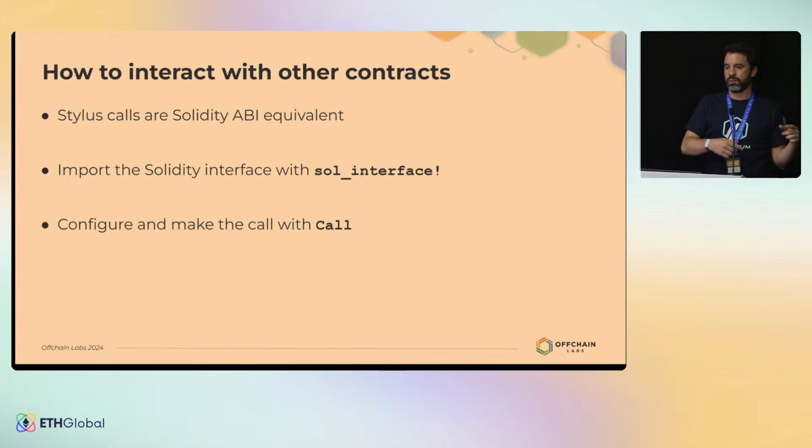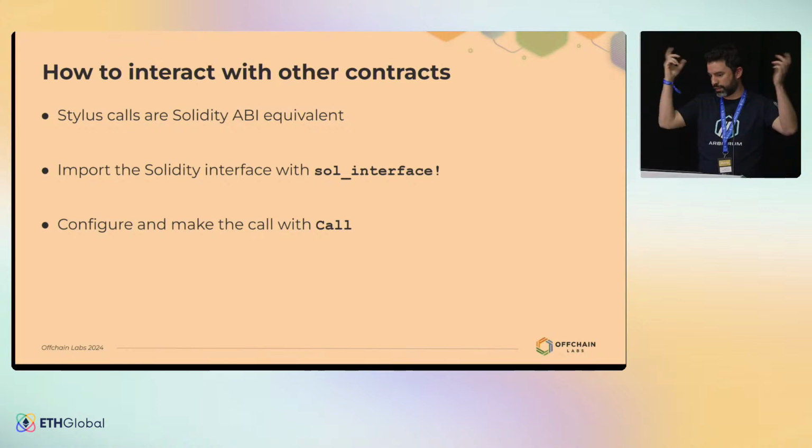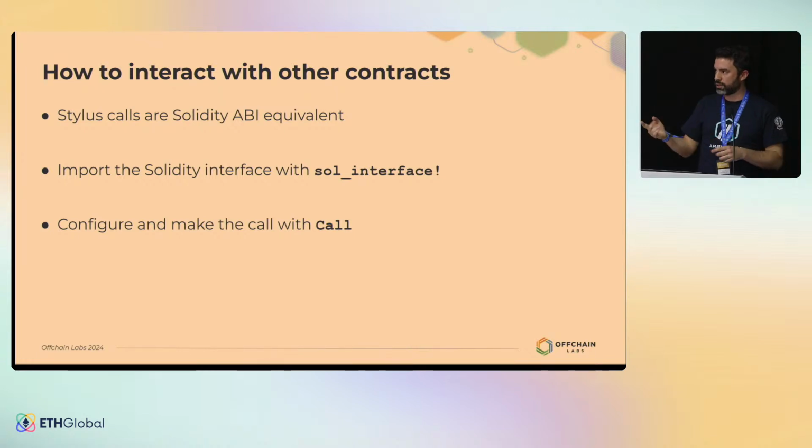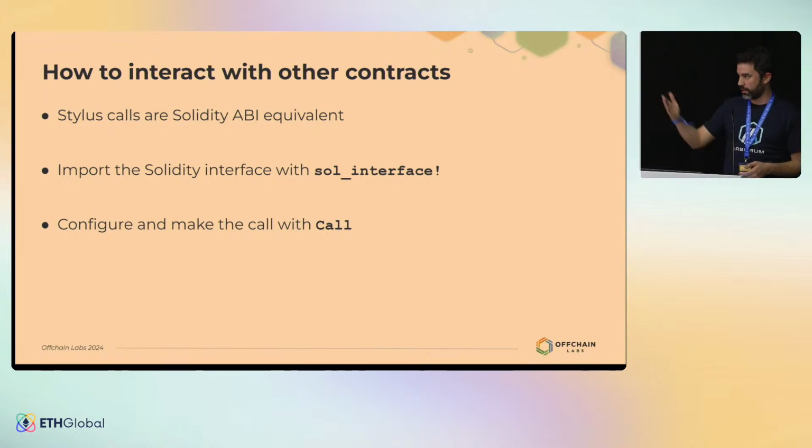In Solidity, you will import the interface at the top of the contract, and then inside the method where you want to make the call, you just use that imported interface to make the call, right? In this case, if you are writing the Rust contract, it's actually the same. You import the interface with this instruction, sol interface, and then you configure and make the call with call. We're going to see an example now.